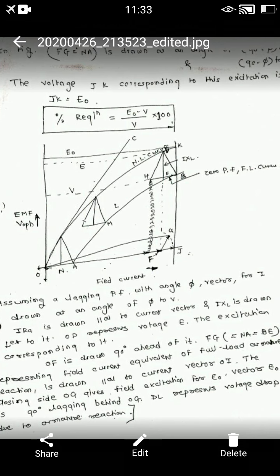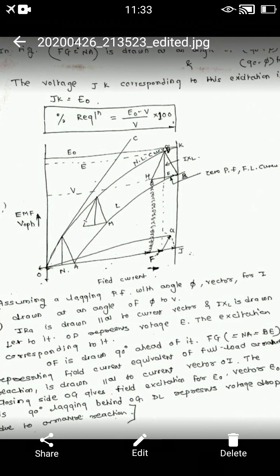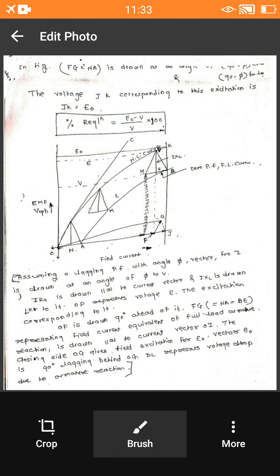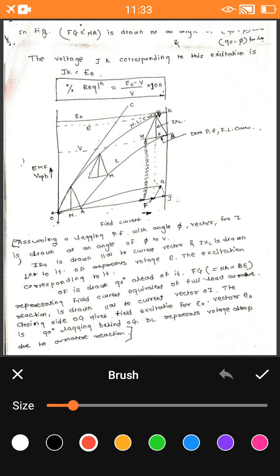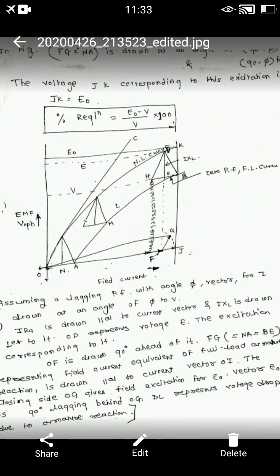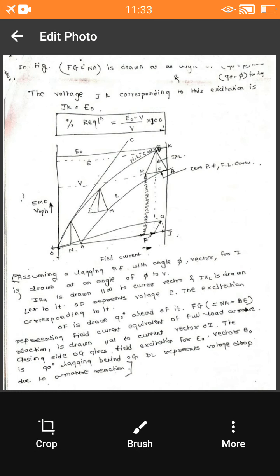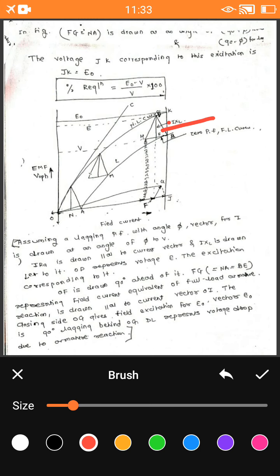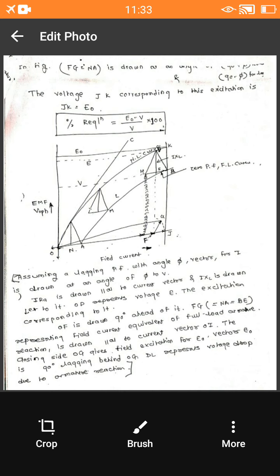Draw DE perpendicular to BH. DE represents the voltage drop due to the armature leakage reactance, that is, the I into XL drop. So it will be drawn perpendicular to BH, and it shows the reactance drop.